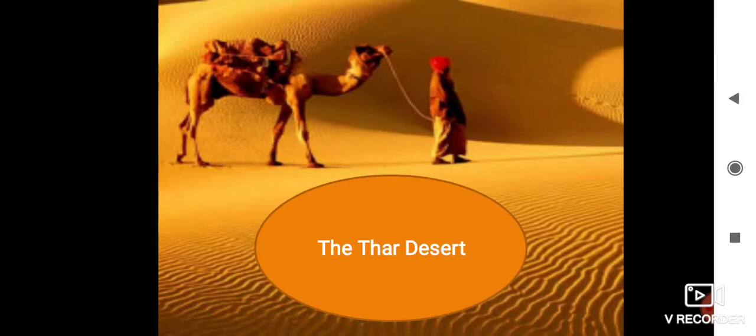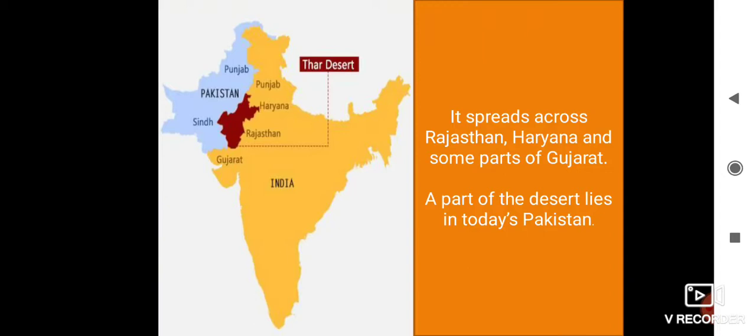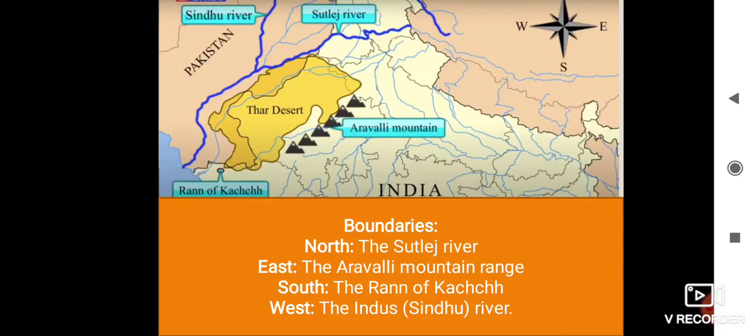Next, the Thar Desert. Thar Desert spreads across Rajasthan, Haryana and some parts of Gujarat. A part of the desert lies in today's Pakistan. Boundaries of Thar Desert: to the north, the Satluj River, east, the Aravalli mountain range, to the south, the Rann of Kutch, and to the west, the Indus or Sindhu River.